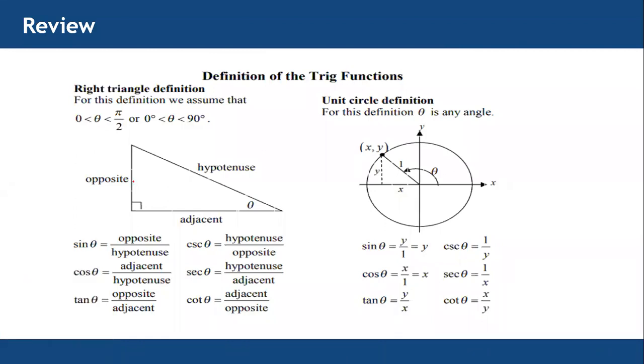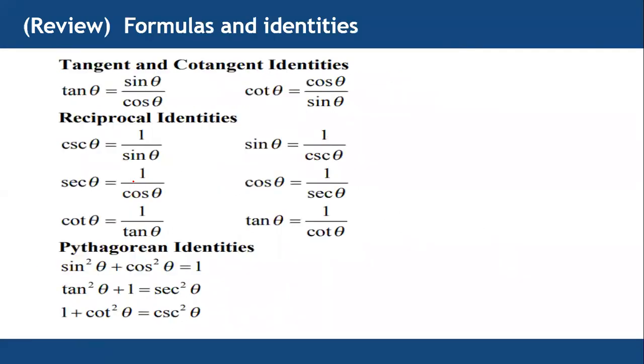So far, we covered trigonometric functions, the basic trigonometric ratios, six trigonometric ratios, and the unit circle approach. Also, we covered the tangent and cotangent identities. You can say quotient identities, reciprocal identities, and also Pythagorean identities.